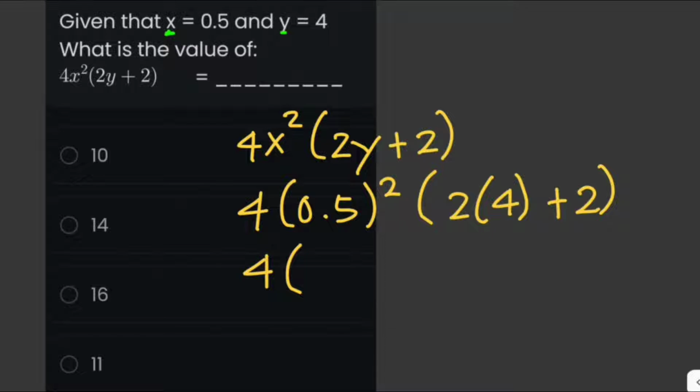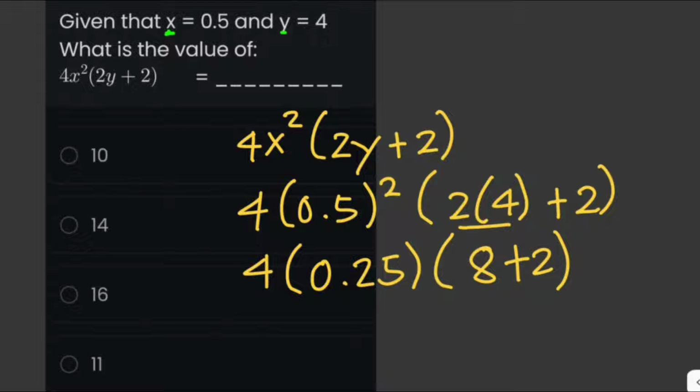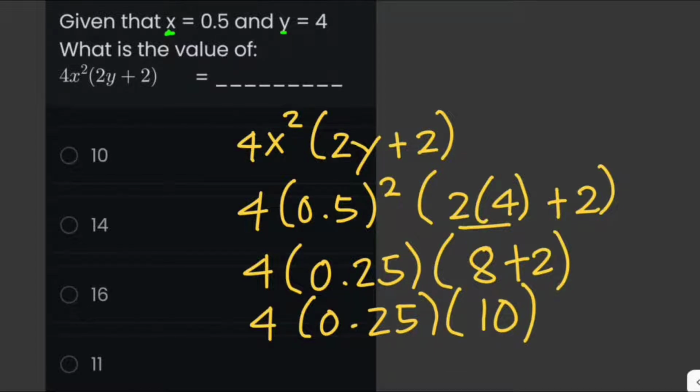0.5 squared is just equal to 0.25, and then 2 times 4 is 8, and 8 plus 2 is 10. Then we have 4 times 0.25 times 10, and 4 times 0.25 times 10 is just equal to 10. So our answer here is this one.